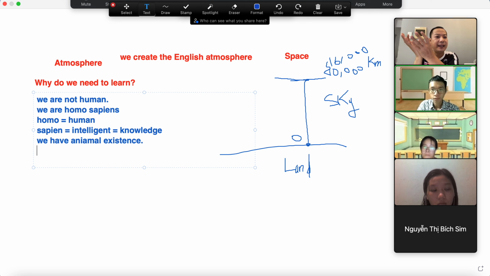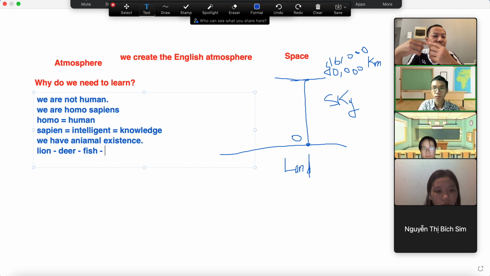For example, the lion can eat the deer. The deer can eat the fish. And the fish can eat smaller animals, like bacteria. And we eat what? We eat animals, we eat vegetables, we eat fruits. So this type of character in us, we have that. So we call that animal existence.